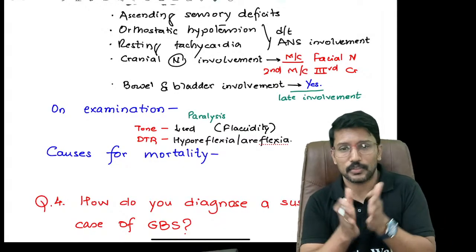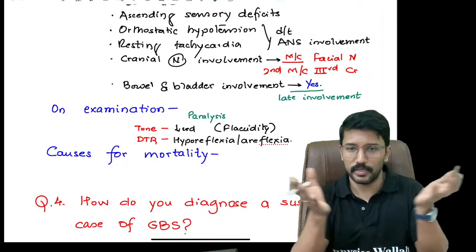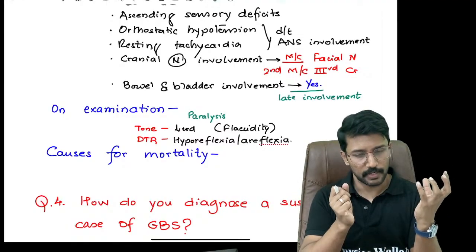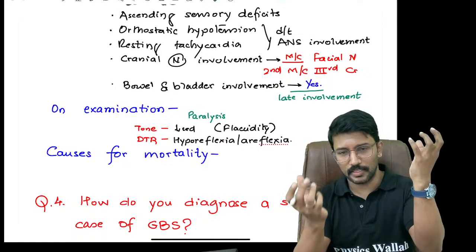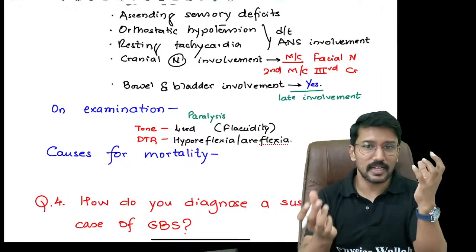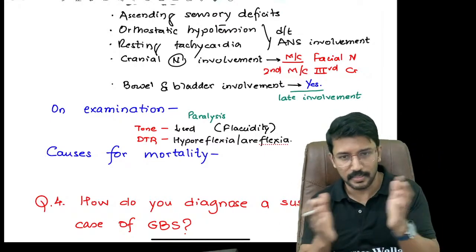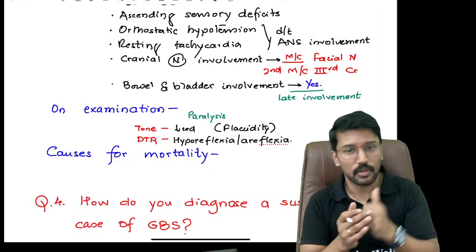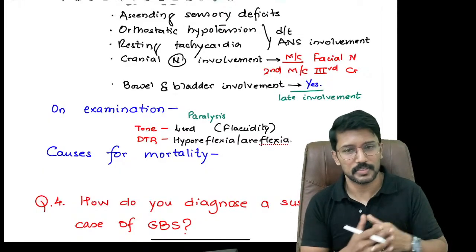Now, resting tachycardia. As you know, heart rate is controlled by the balance between the sympathetic and parasympathetic nervous system, right? Sympathetic tries to push the heart rate up, parasympathetic tries to decrease it. So when there is damage, this balance can be tilted, and you no longer have the heart rate in the normal range of 60 to 100. It can be more than 100 at rest, when I'm not doing any physical activity.